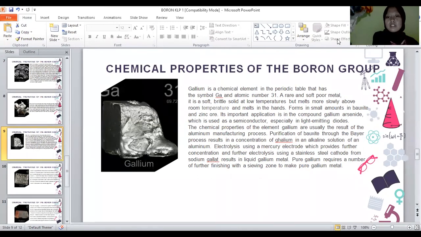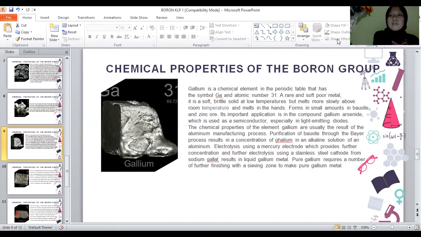Semimetal properties of the boron group. Gallium is a semimetal element in the periodic table that has the symbol Ga and atomic number 31. A rare and soft metal, it is a soft brittle solid at low temperatures but melts slightly above room temperature and melts in the hands.